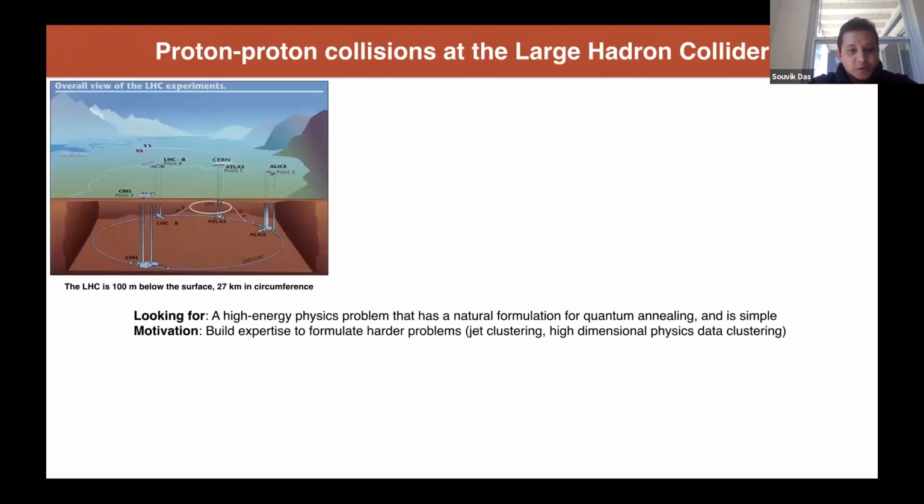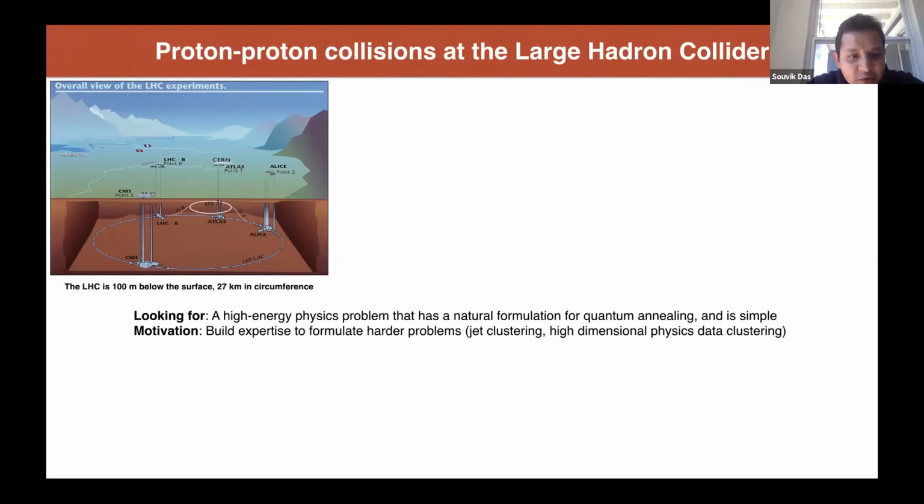All right, we don't need to go too much into this, but proton-proton collisions at the Large Hadron Collider. As we all know, the LHC is an accelerator 100 meters below the surface. It's the biggest proton-proton collider out there. So in all of this, what were we looking for, and why are we trying to solve this problem?